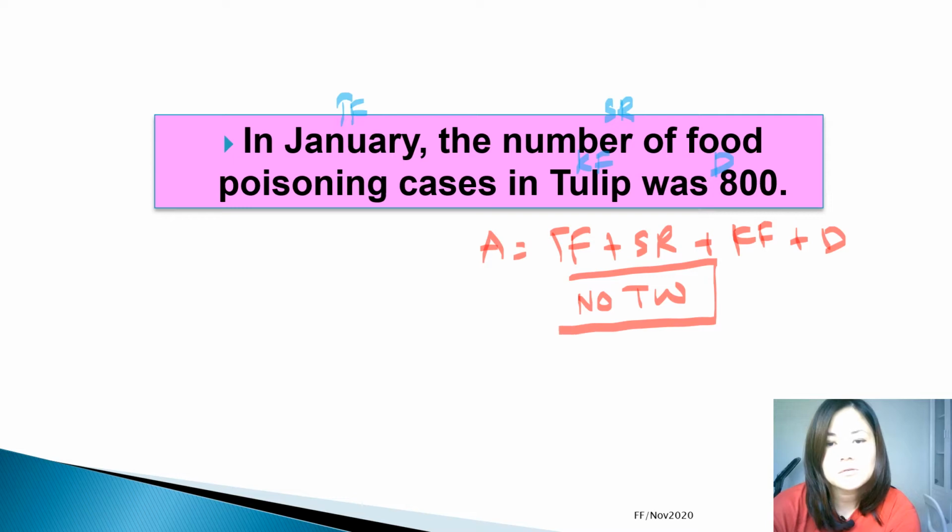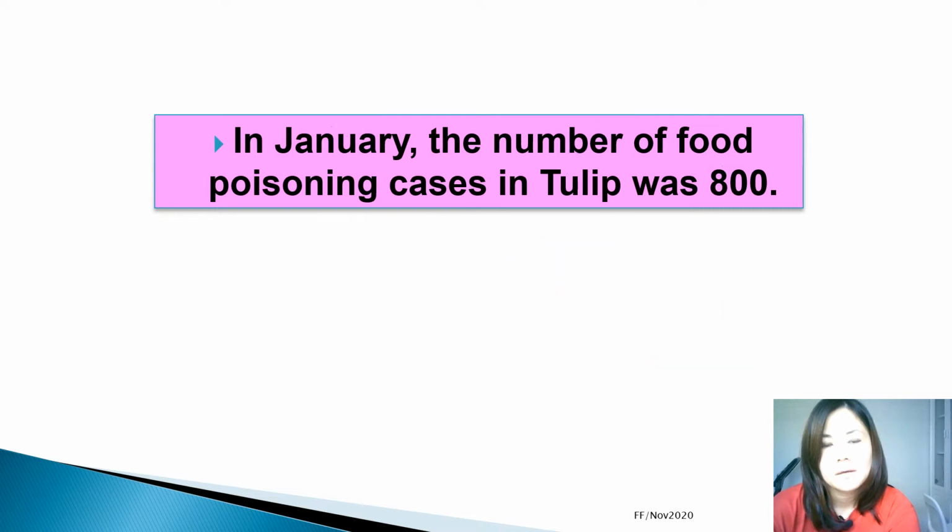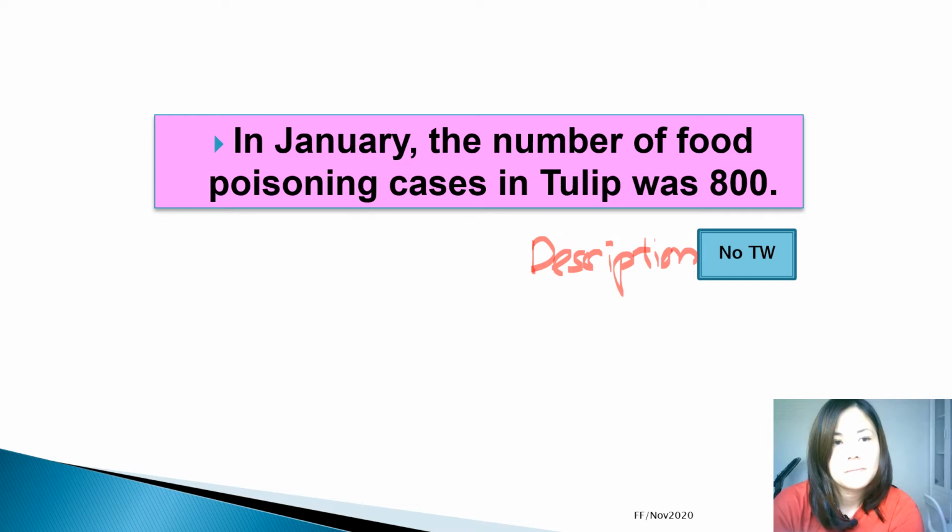So when there is no trend word given, ladies and gentlemen, this is not even analysis with little success. No trend word means this is a description. So here it is: no trend word, description. People, descriptions mean you are getting a lower band for task fulfillment.